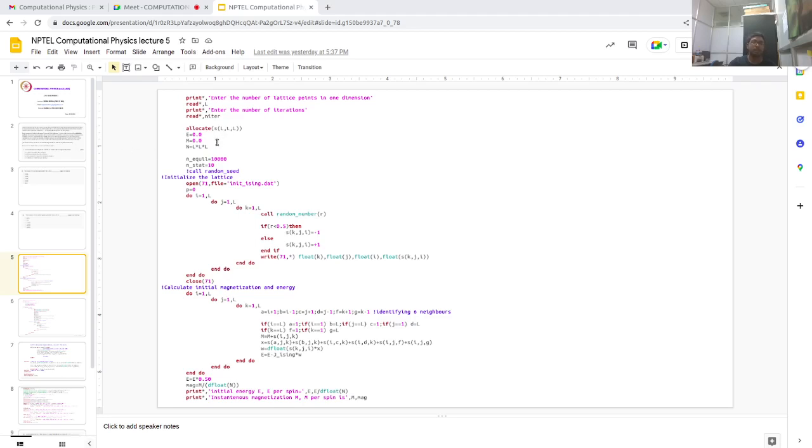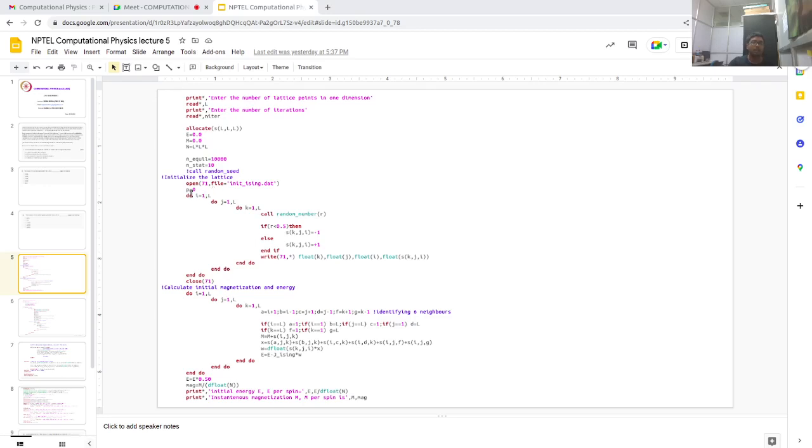And then I call the random numbers, and then what I do is I check: if r is less than 0.5, then I set s to be -1, and if it is greater than or equal to 0.5, I will give it +1. This way I will assign all the spins to be values either +1 or -1. Okay, and then save those things in a file.